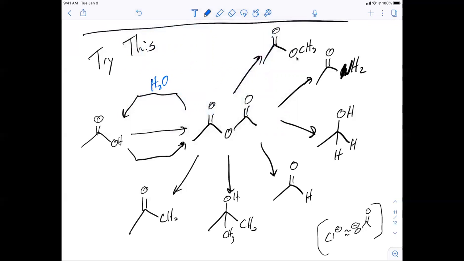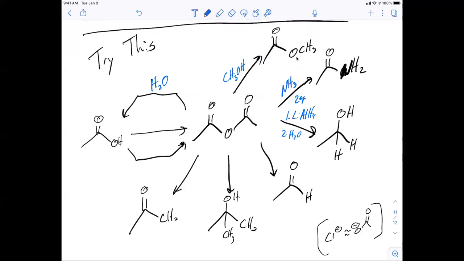Going from the anhydride to the ester, what do I need to add? The alcohol. Going from the anhydride to the amide, what do I need to add? The amine. How many equivalents? 2 equivalents. To reduce the anhydride to the alcohol, I need lithium aluminum hydride and water.